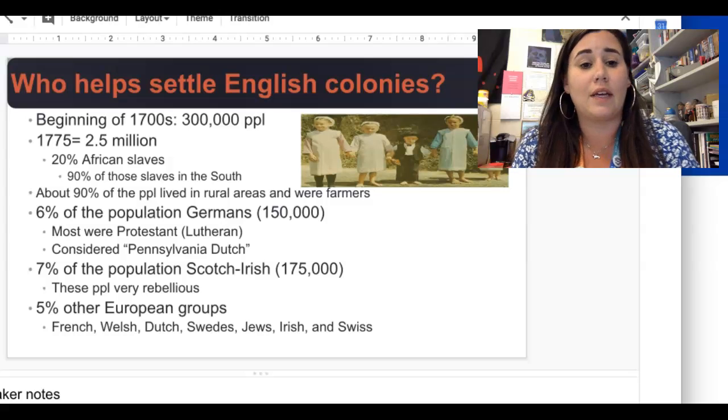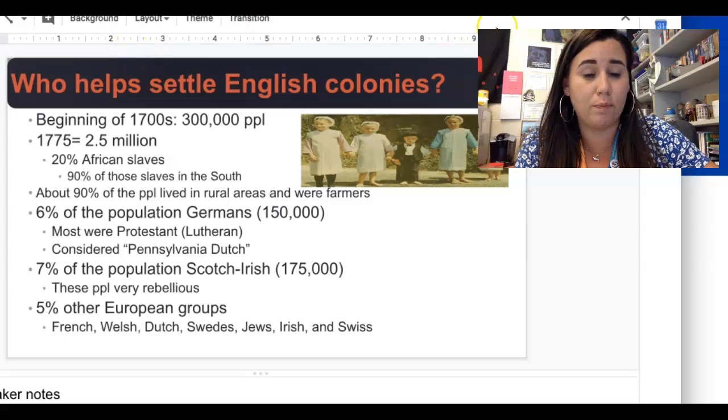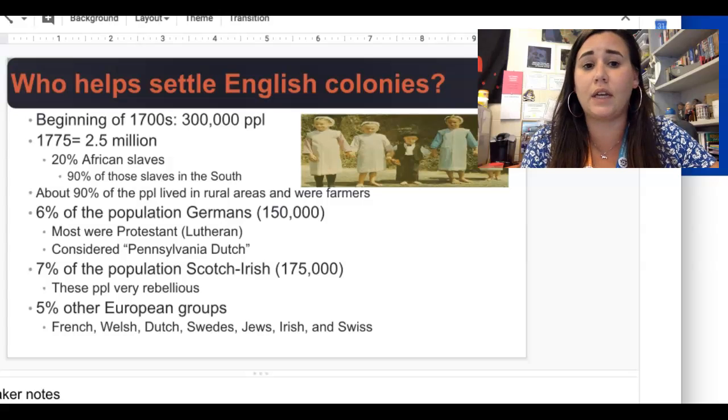So whenever we talk about the English colonies, it's important to remember that not all of the settlers were English. An overwhelming majority of them were, but there were other countries and nations that helped the English colonies become what they were. At the beginning of the 1700s, there were 300,000 people living in the English colonies. On the eve of the American Revolution, that has grown to 2.5 million in 1775.